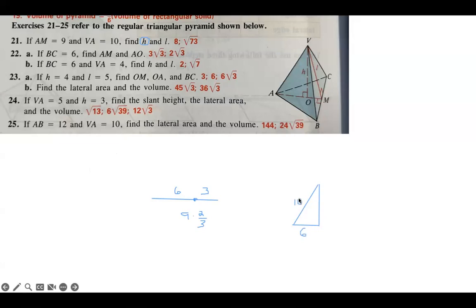And yes, math teachers are lazy. Everything seems to be a Pythagorean triple. This is another one of those Pythagorean triples. This is a 3, 4, 5, except everything's doubled. So that means that the height is 8. And oh, by the way, there's the answers right here.